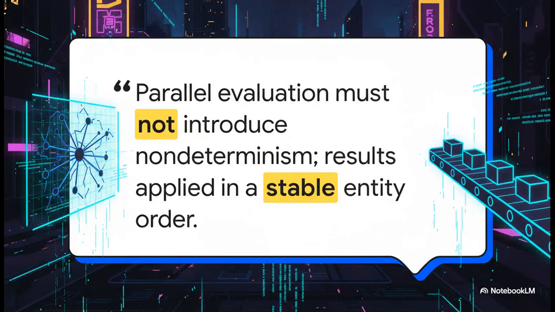And this right here, this brilliantly illustrates the point. This is a real acceptance criterion from an AI system spec. It doesn't just say, make the AI fast. It creates a specific testable contract. It says, sure, you can evaluate agents in parallel to get great performance, but you must apply their results in a stable, predictable order. That's how you maintain determinism. That's how you prevent chaos.